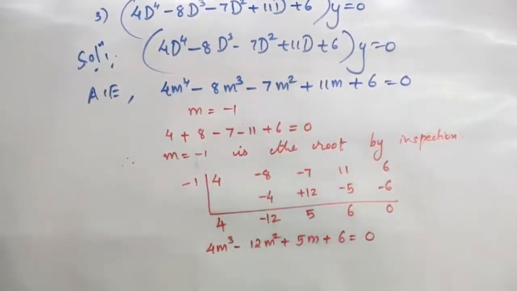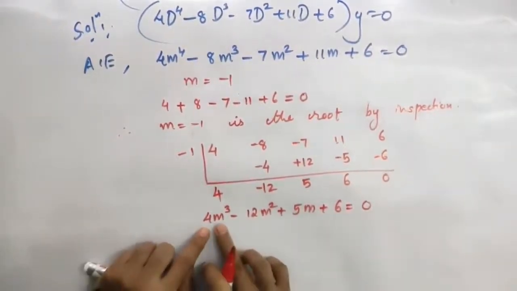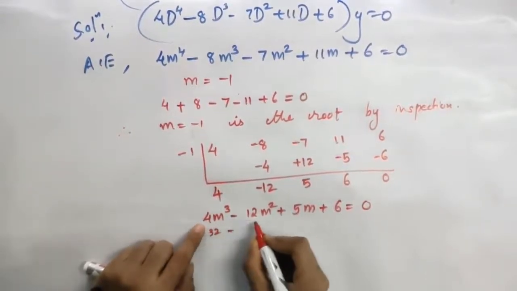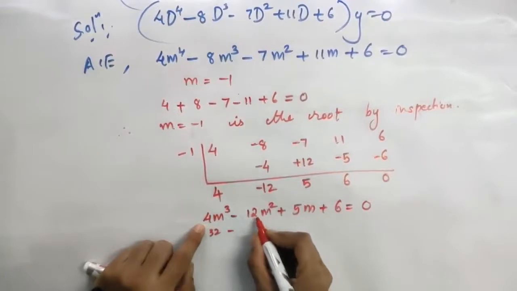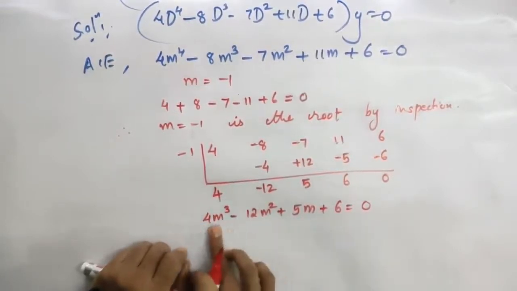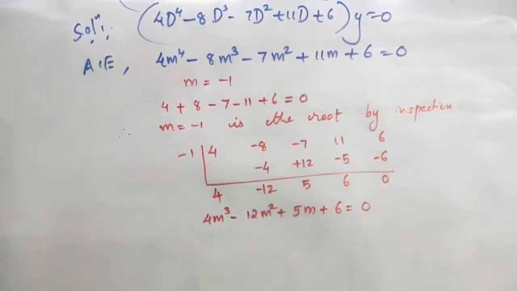Now once again, I'll just put m is equal to 2 by inspection. Let's go for m is equal to 2. If I put m is equal to 2, it will be 8 into 4, 32 minus 48. That is too high. Okay, let's put m is equal to minus 2.